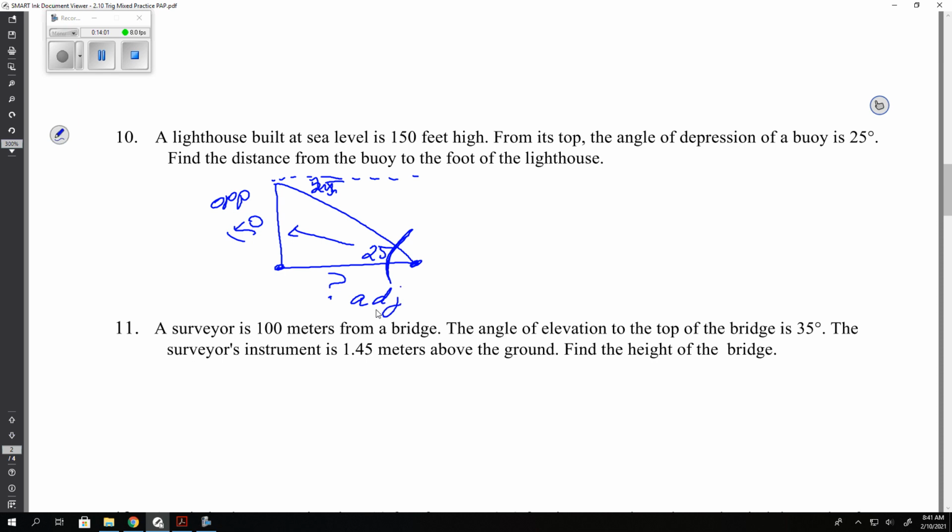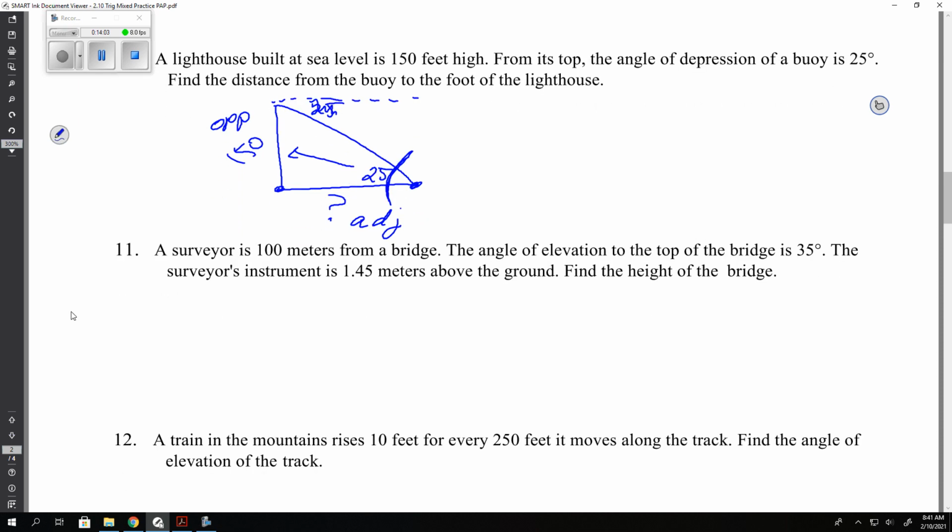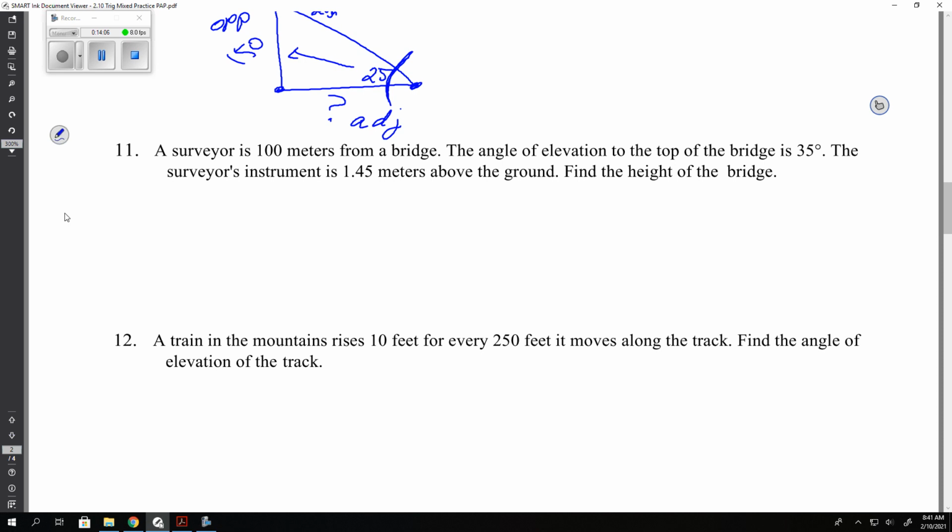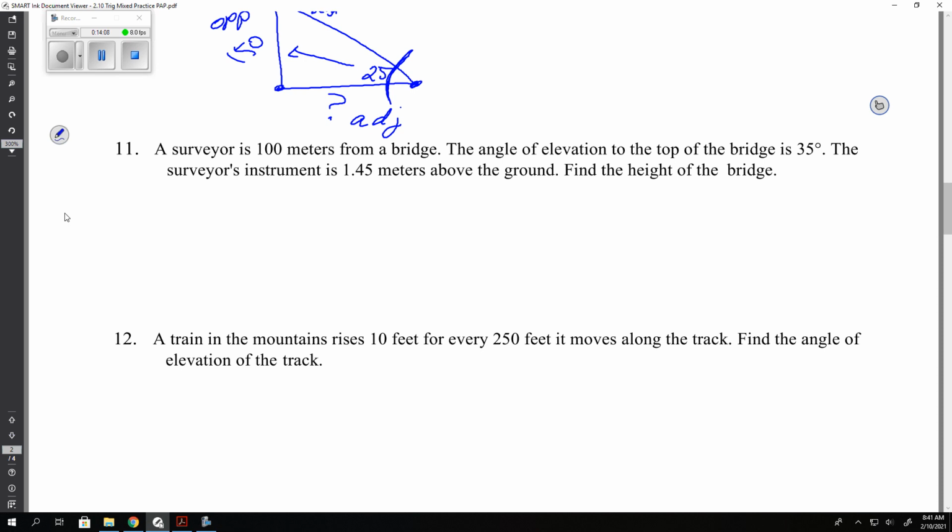So that one, we're just setting it up like that. Y'all gotta finish that one out, okay? Now number 11. Number 11, again, we're just gonna set up. You guys want to finish it from there?